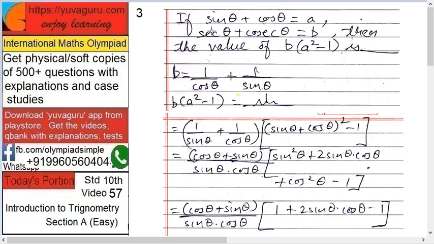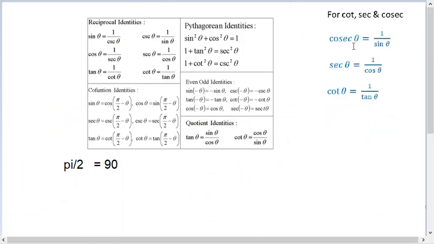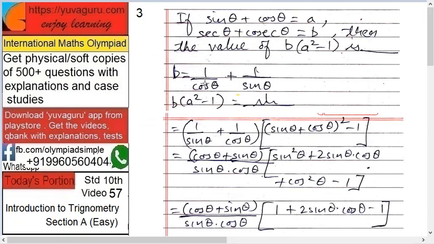Let's start. If sin theta plus cos theta equals A and sec theta plus cosec theta equals B, then the value of B into A square minus 1 is... Remember a few things. Cosec theta is the inverse of sin, sec is the inverse of cos, and cot is the inverse of tan. We'll convert B into simpler terms because sec and cosec are difficult to handle: 1 upon cos plus 1 upon sin.